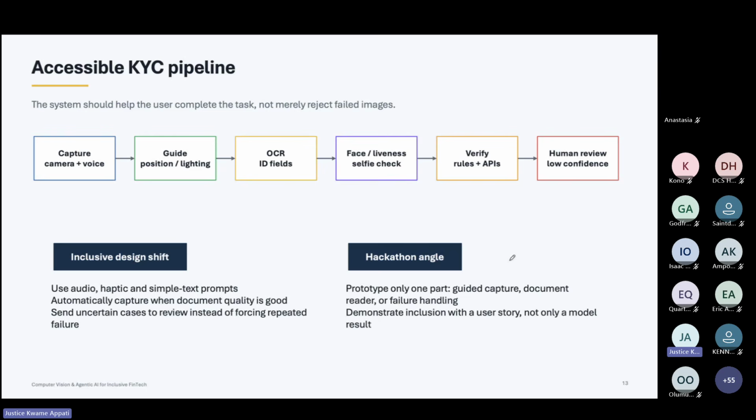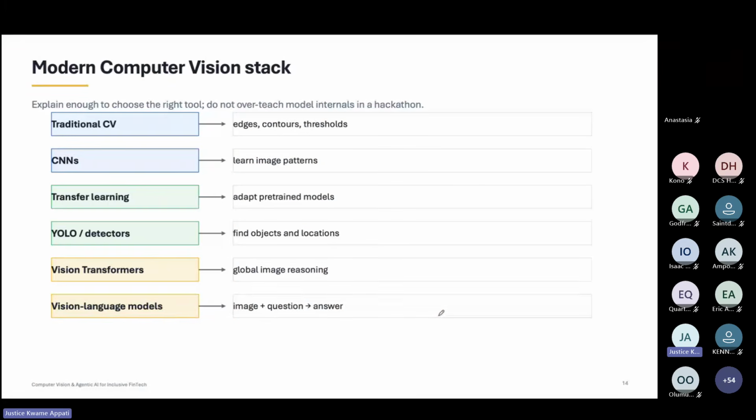At the end of the day, you must demonstrate inclusion as part of a hackathon with a user story, and not just model results. I got 90% accurate. Of what relevance is your 90% to me if you cannot tell me what I'm going through? The failure points. And I keep mentioning failure points over and over again because that's what we mostly neglect as developers, as engineers, as designers.